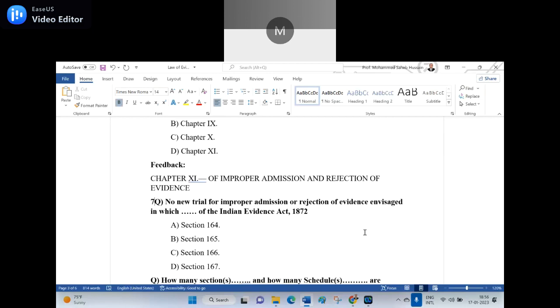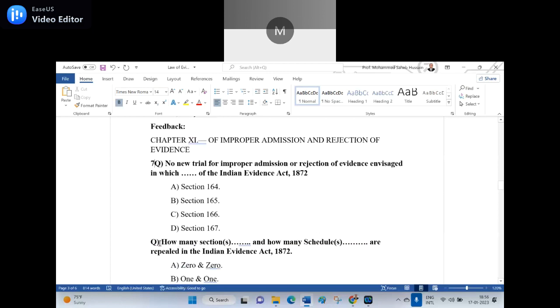which dash of the Indian Evidence Act 1872. Option A, Section 164. Option B, Section 165. Option C, Section 166. Option D, Section 167. 167, sir. It is 167 is the right answer. So under section 167, no new trial for improper admission or rejection of evidence is envisaged, which means section 167 of the Indian Evidence Act 1872.